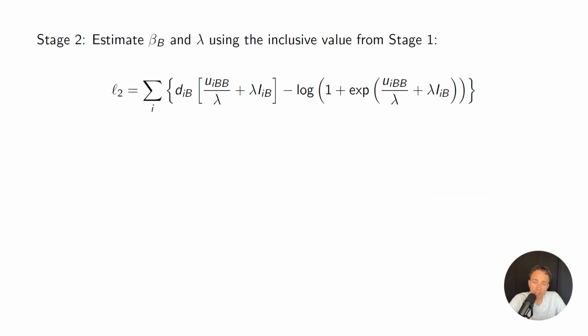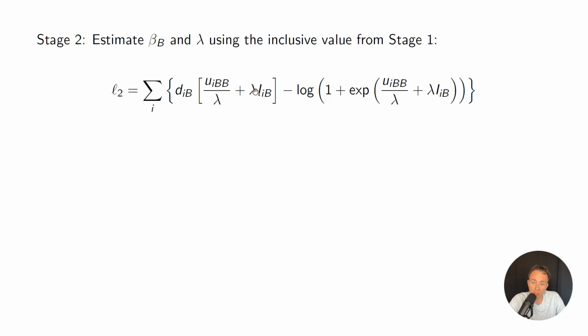So now that we have that inclusive value, we can link it in stage 2 to estimate the bus parameter. We're using all of the observations now, and if a bus was chosen, we're going to hit it with this utility of the blue bus plus the lambda times inclusive value. And then in the denominator, we're just going to have the same component here in the numerator, but then add 1 and then take the log. So the 1 here is the utility of the car that was normalized to 0.